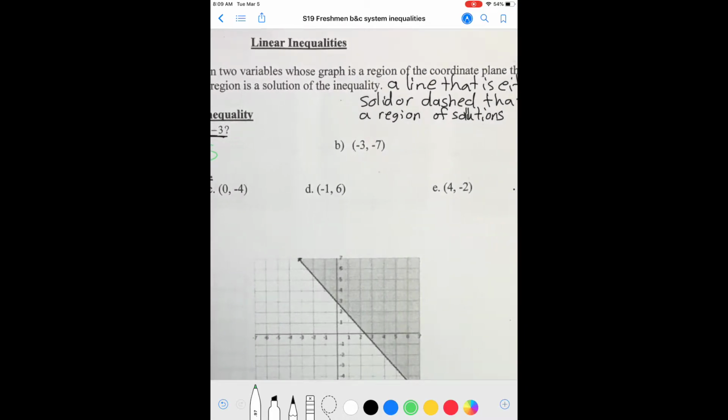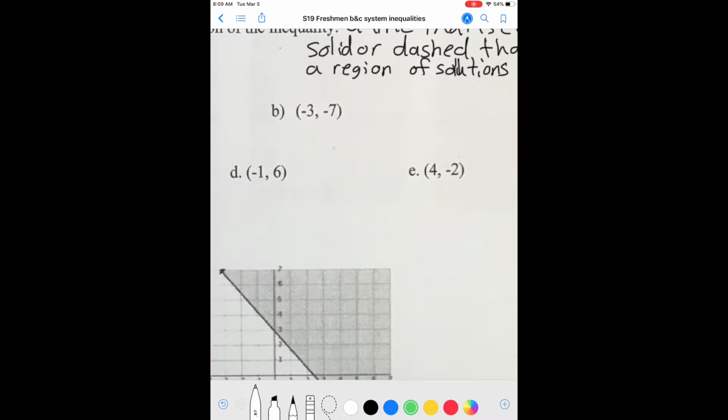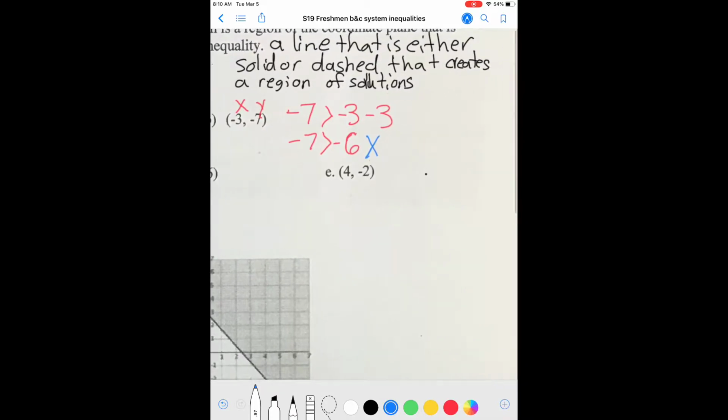Now we go into an example that is not a solution. So we're plugging in negative 3 for x and negative 7 for y. So we have negative 7 is greater than negative 3 minus 3. So if we simplify, negative 7 is greater than negative 6. Well, negative 7 is not greater than negative 6. So this is not true, and it does not create a true statement, so the answer is no, it's not a solution.